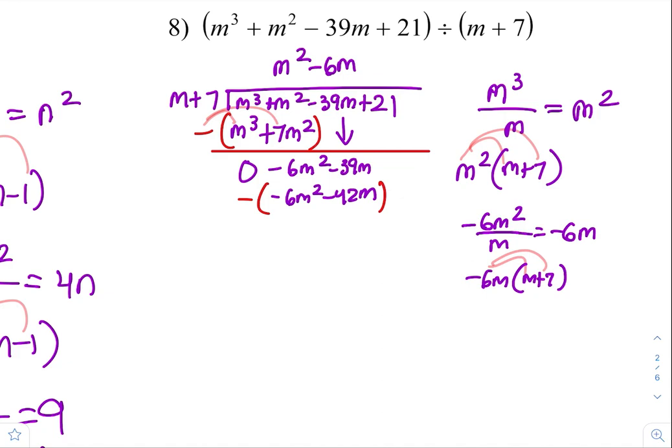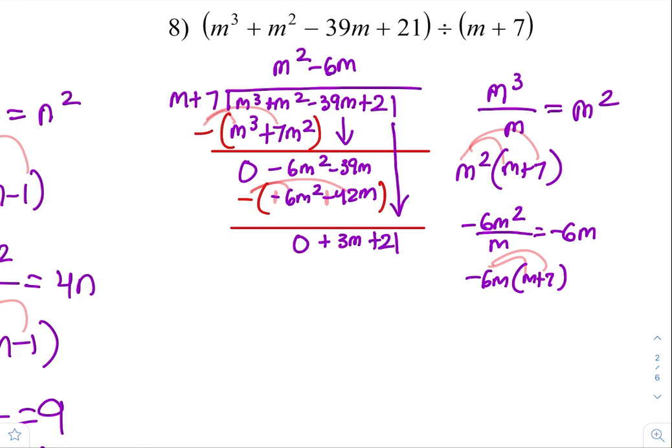Subtract. Distribute. So, negative 6m squared. This is now a positive 6m squared, you guys, right? And this is now a positive 42m. This is going to give you 0. Negative 39 plus 42. Now it's plus 3m. And then we drop.